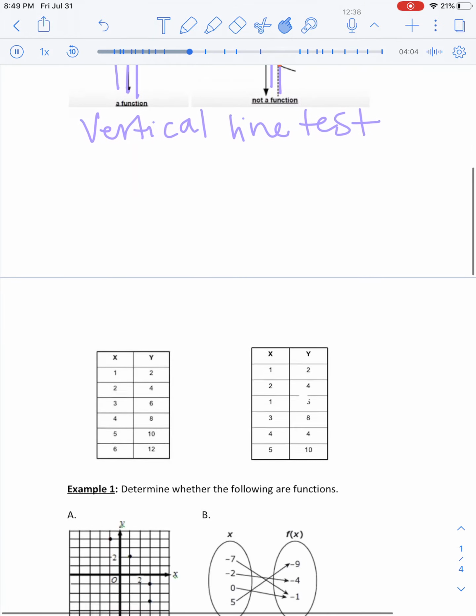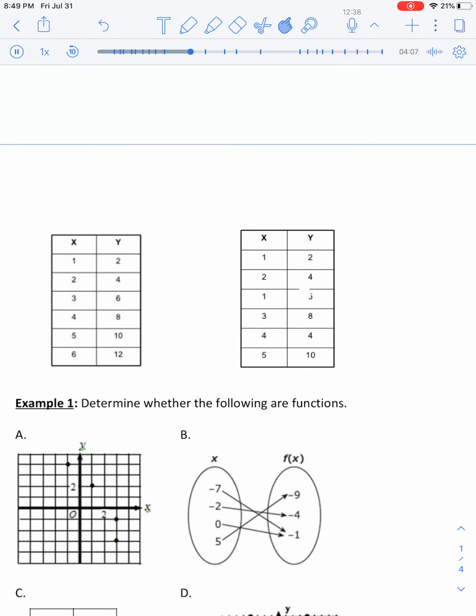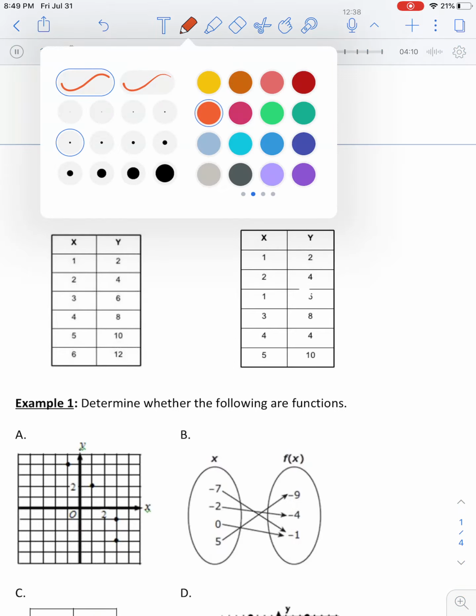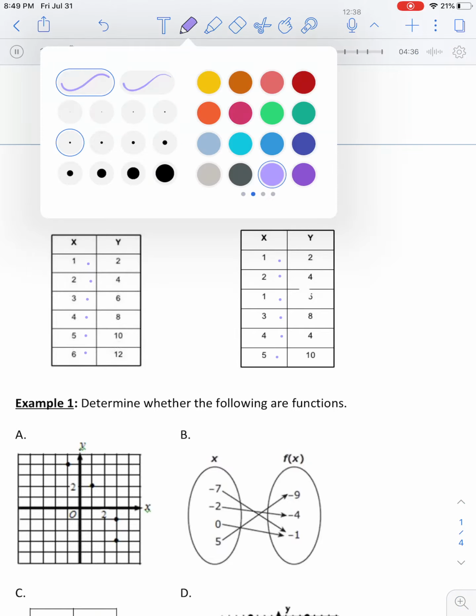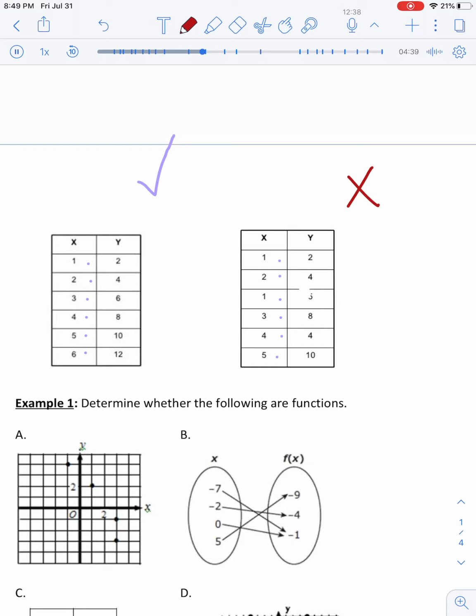All right, now we have tables, and these will probably be the easiest for you to see. Again, we're checking the x values, making sure that they do not cheat, they do not repeat. So let's go through each table. Our x's are here and our y's are here. We have 1, 2, 3, 4, 5, 6. There's no repeating x's, so this is a function. And the second one, our x's are 1, 2, 1, 3, 4, and 5. So this one is not a function because our 1 repeats here and our 1 repeats here. And that's supposed to be a 5.